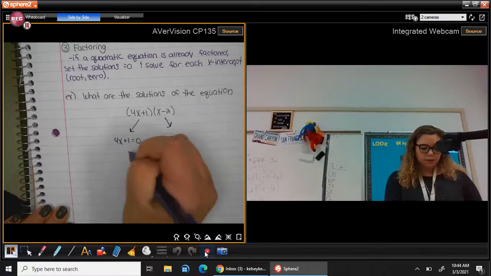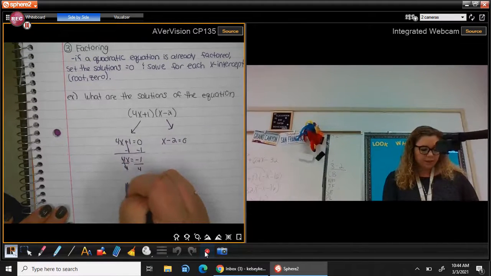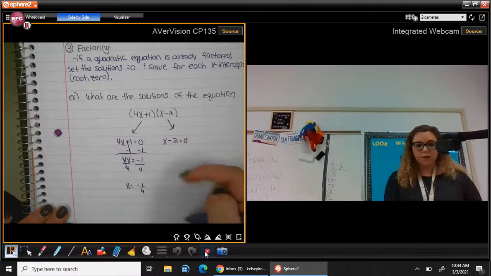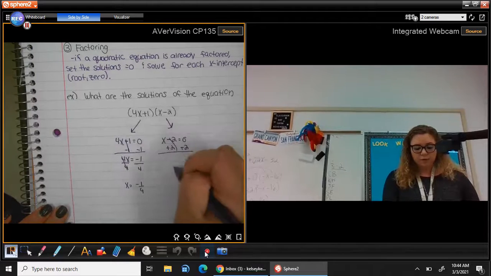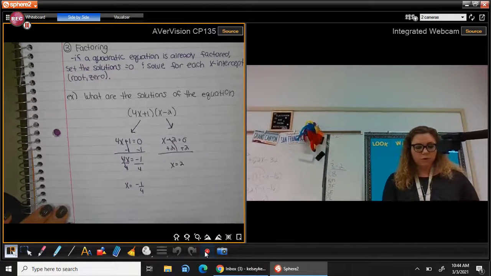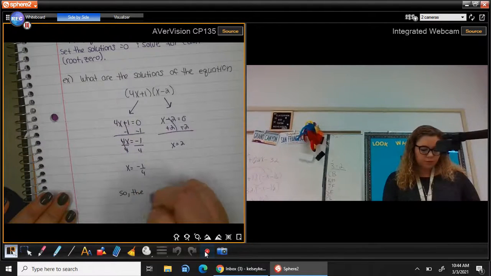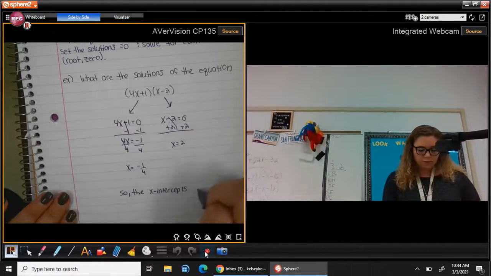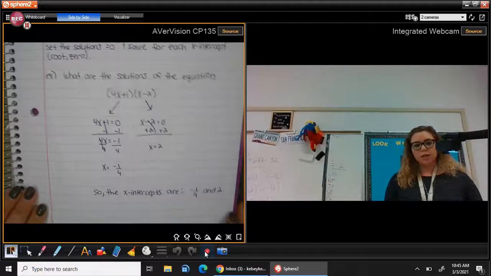So this is just a basic equation. Divide by 4. So I have x equals -1/4. But you also have to do this side too. And it's okay if it's not the same number. So x equals 2. So then, the solutions are the x-intercepts, or the zeros, or -1/4 and 2. And that is my answer.